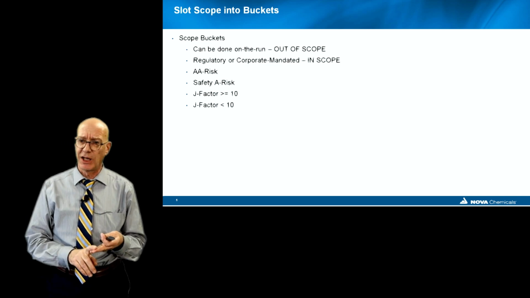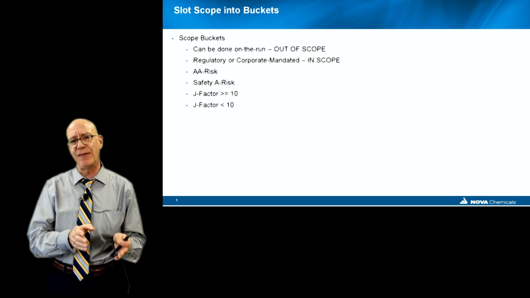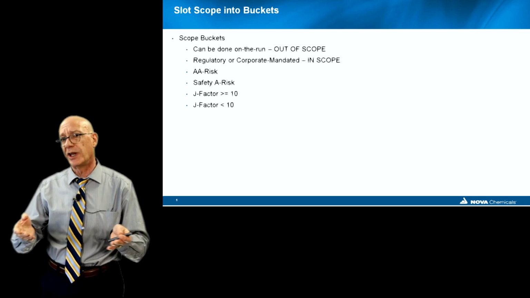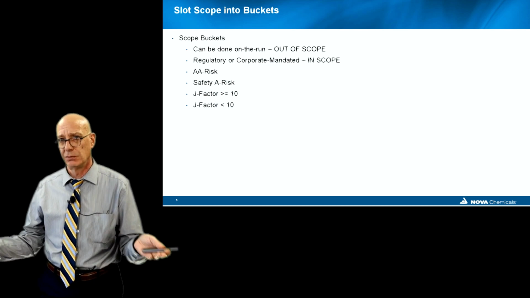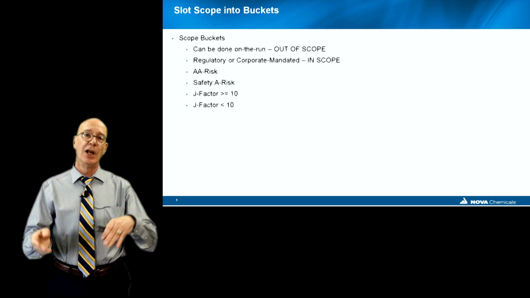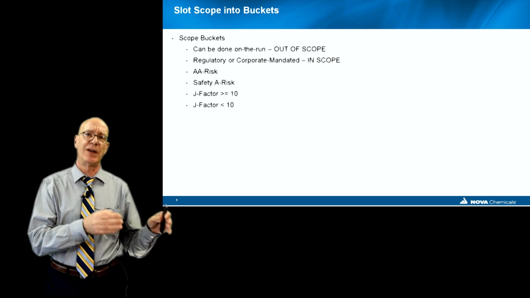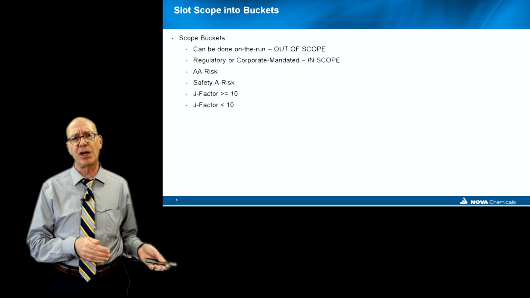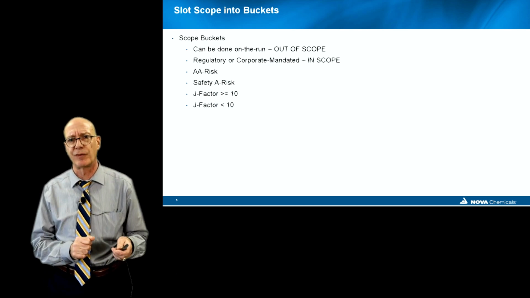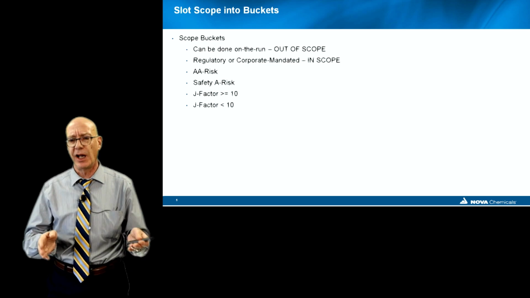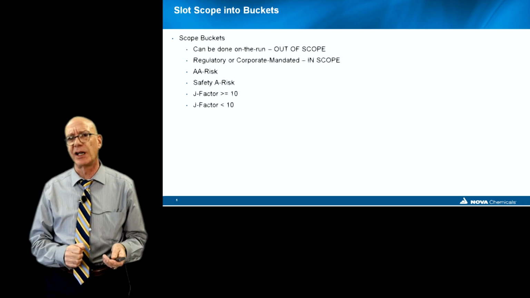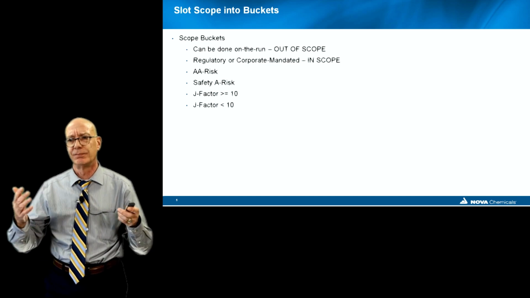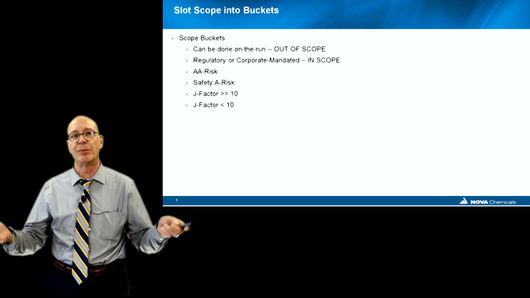Then we have another bucket where we have scope which has a J factor greater than 10, and that would usually be a trigger to be on the scope list. And then we have the remaining scope, which has a J factor of less than 10. Some of the scope that's going to come in that bucket is going to present some of the biggest challenges for the team, because it's work that the tool is telling us we should not be doing, and yet it might have all kinds of hair hanging off it or people's passions attached to it.